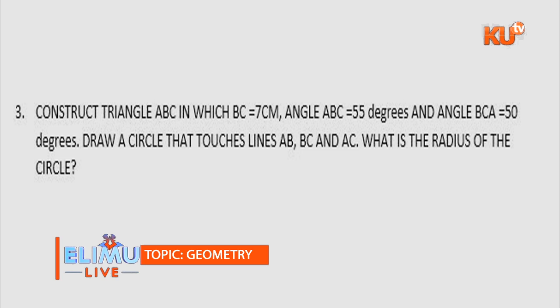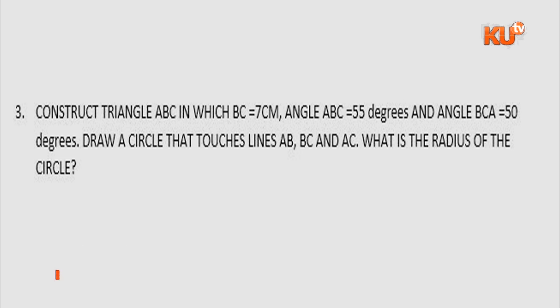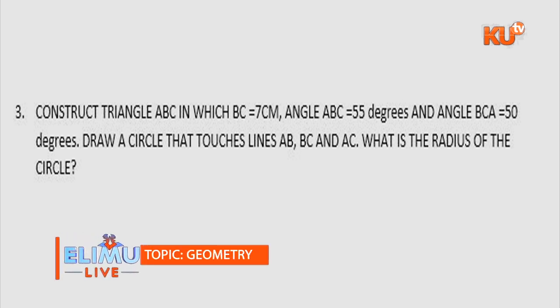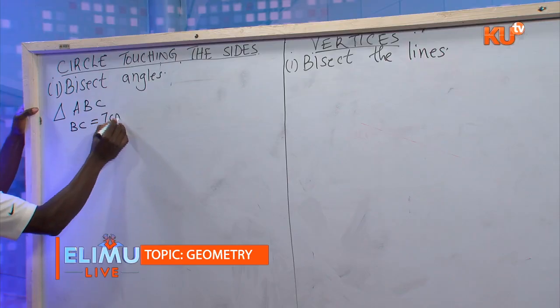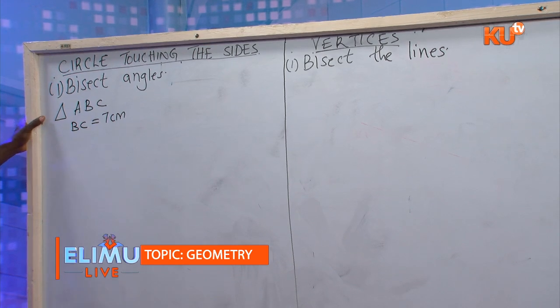You just do the same. Write down the information. We have triangle A, B, C, in which BC is equals to 7 centimeters.